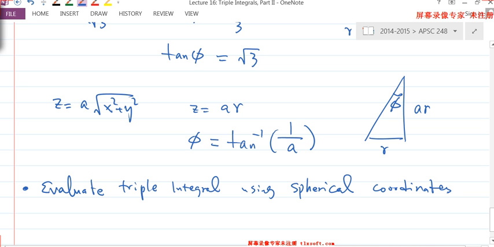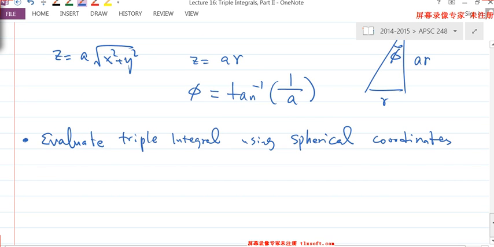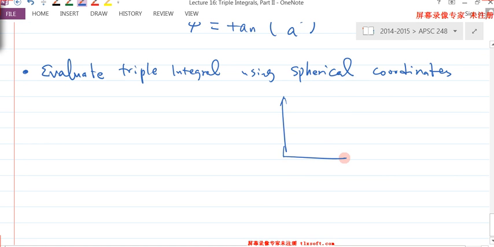Okay, spherical coordinates. This is a pretty useful coordinate system, particularly for civil engineers, when you're dealing with GPS, when you're dealing with location systems. So I'm going to draw a 3D Cartesian coordinate space here, and this is the point P that we can locate using x, y, z.